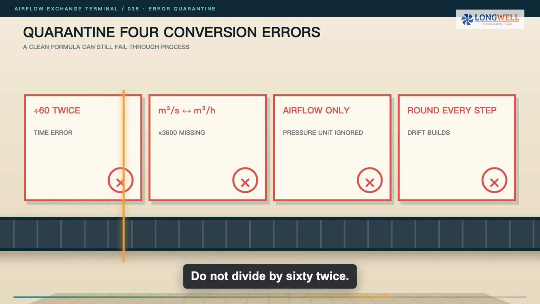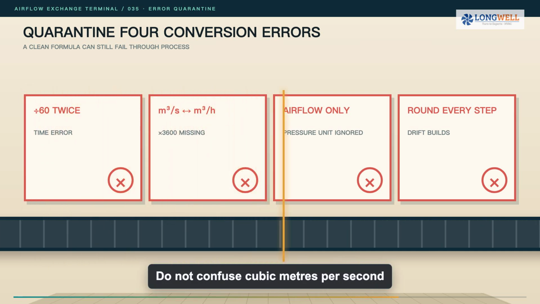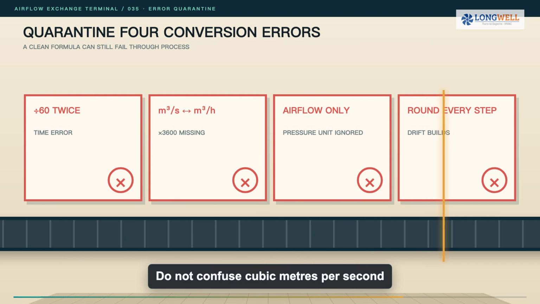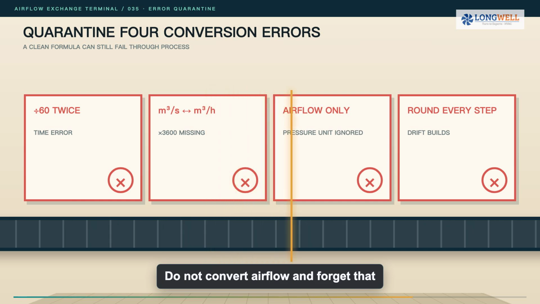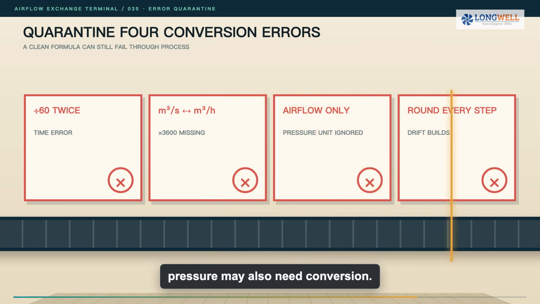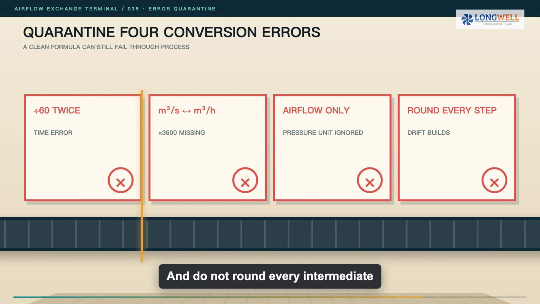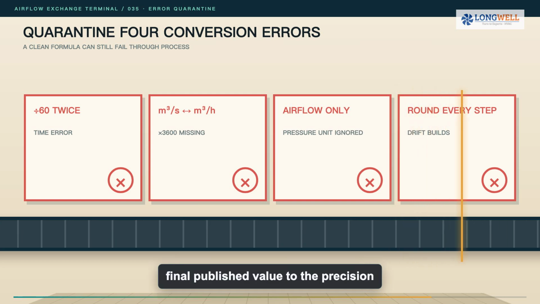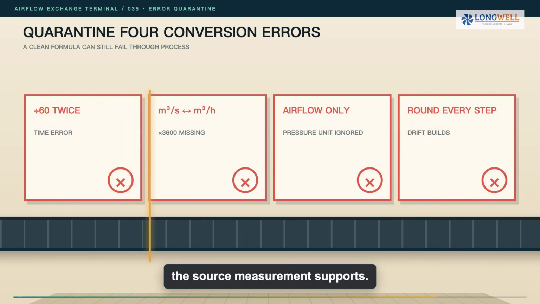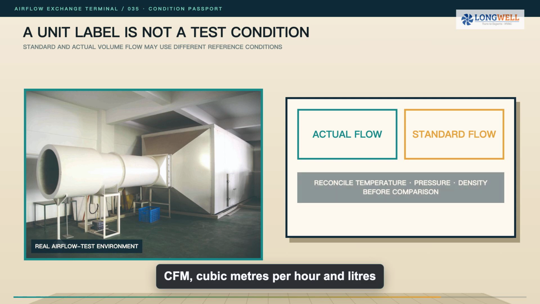Do not divide by 60 twice. Do not confuse cubic meters per second with cubic meters per hour. Do not convert airflow and forget that pressure may also need conversion. And do not round every intermediate step; carry extra digits, then round the final published value to the precision the source measurement supports. CFM, cubic meters per hour and liters per second are only volume flow units.